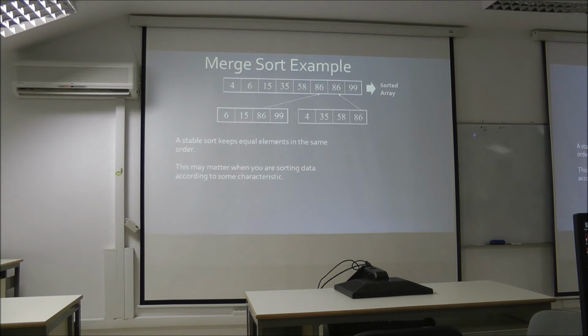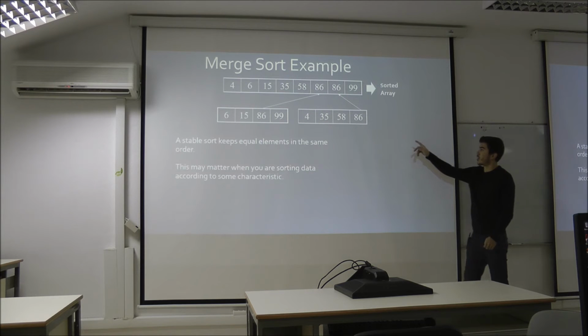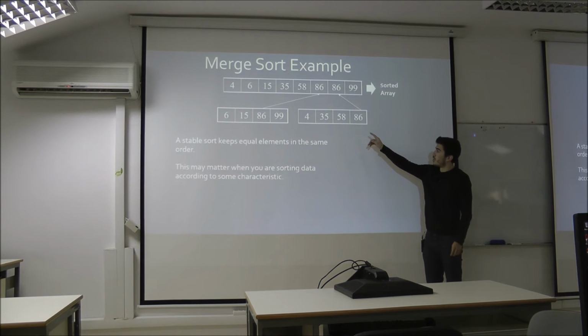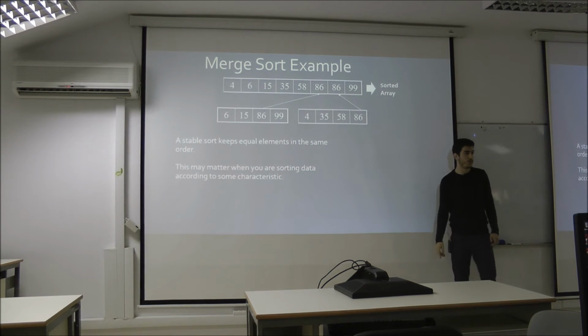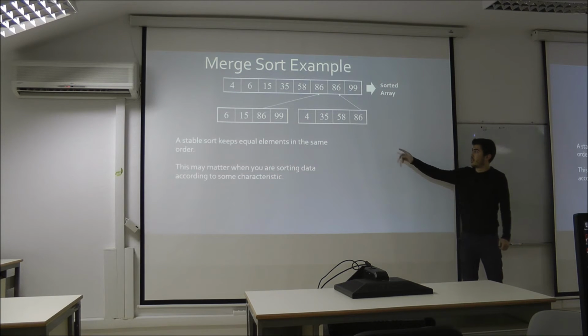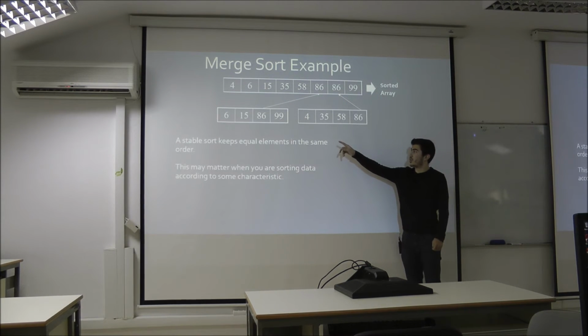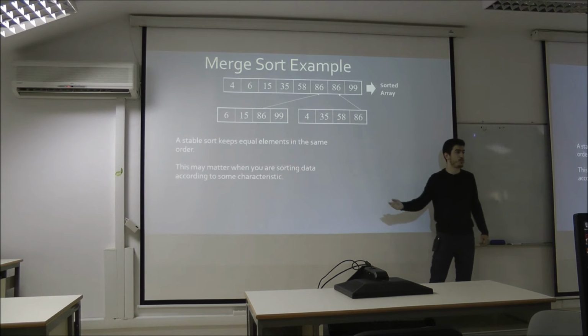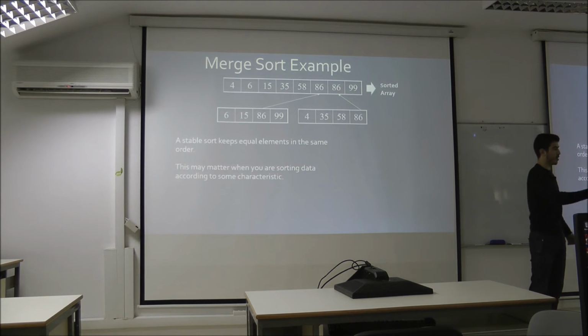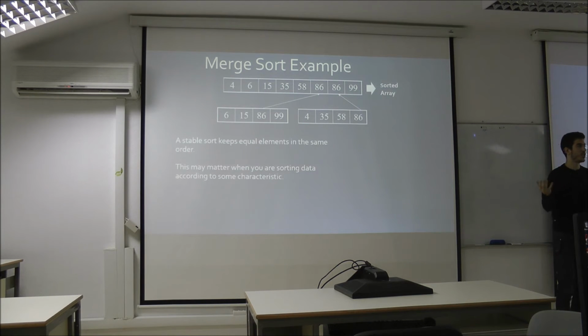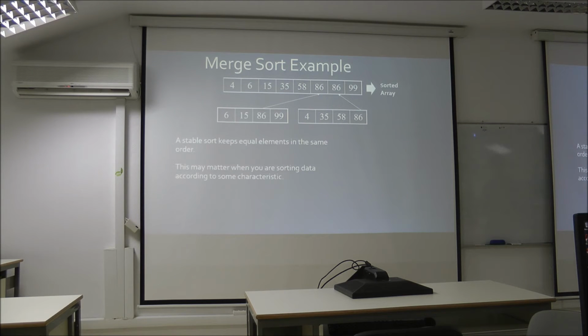As you can see in the last comparison, we have 2 86s. What's going to happen is that the 86 of the first half will go first, because Mergesort is considered to be a stable sort, because it doesn't change the original position of the elements if you have the same value. And this is important in some cases when we need to maintain the same position for the same values.